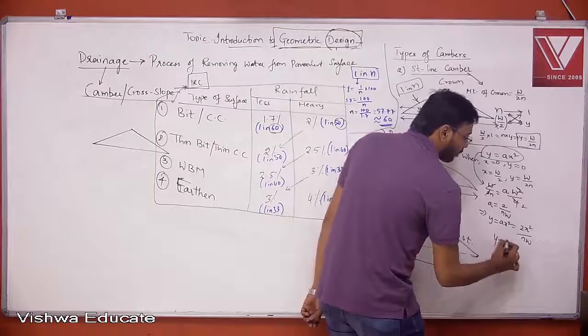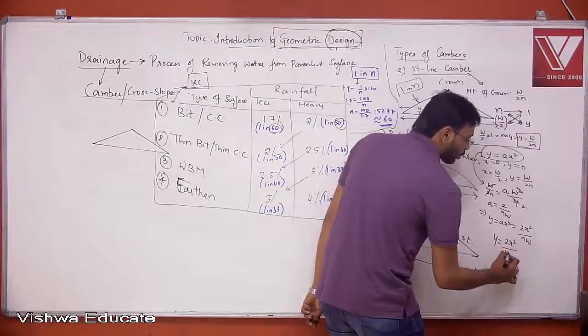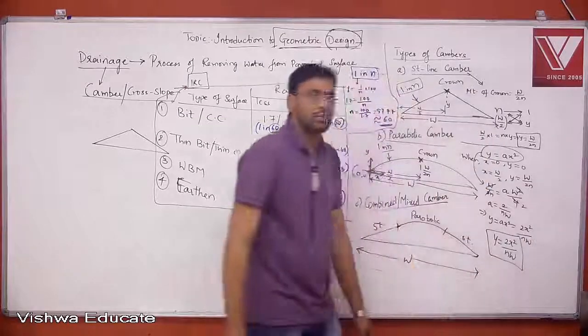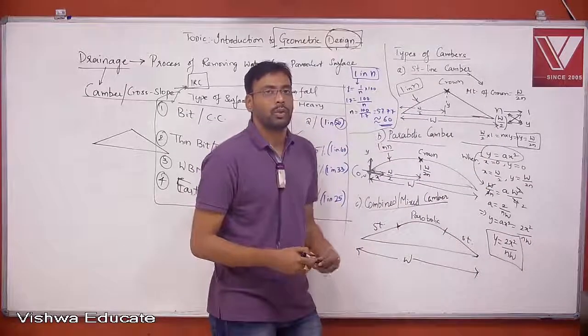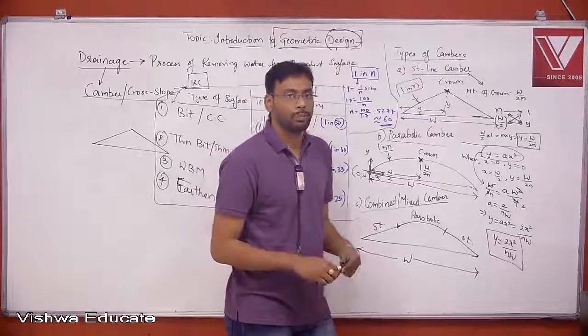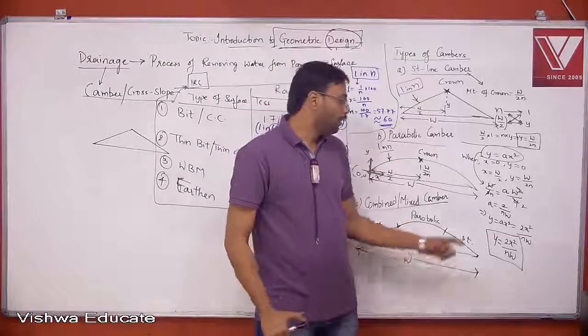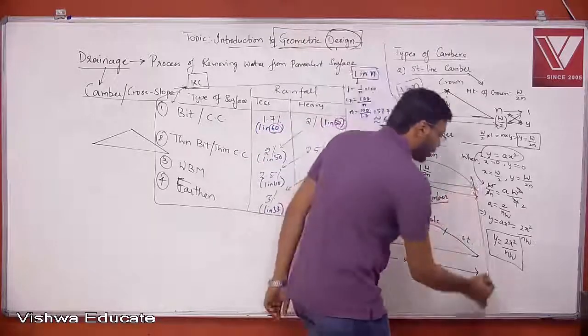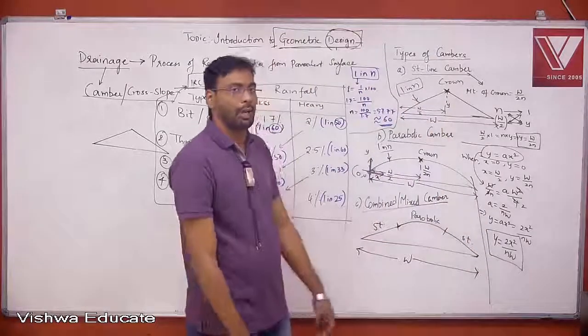So the equation for parabolic camber is 2x square by nW, right? y is equal to 2x square by nW is the equation for parabolic camber.